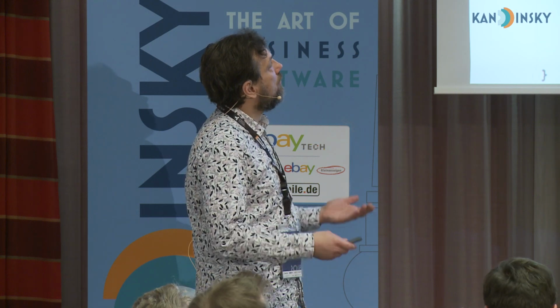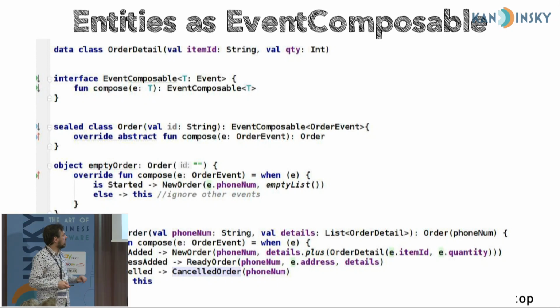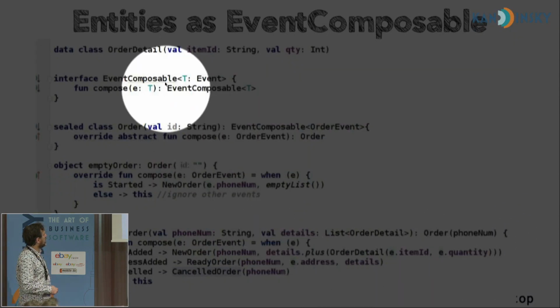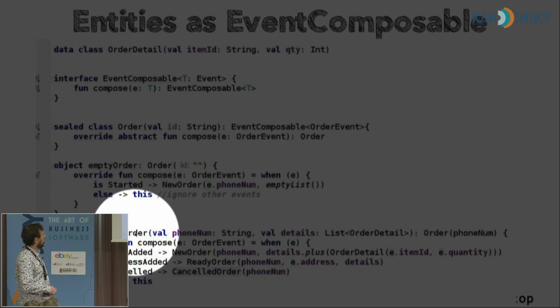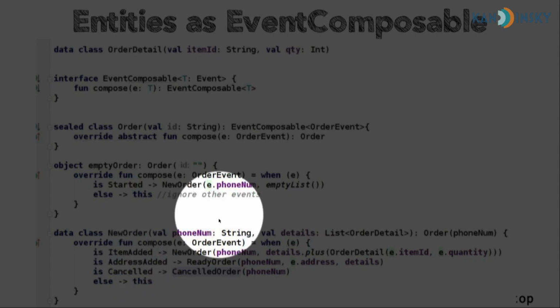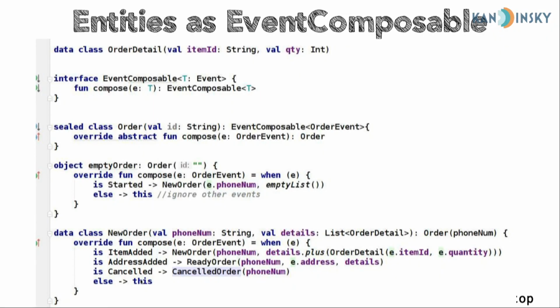And so your entities, basically, are just event composable. They needed to implement this function compose, which starts from a given state, like order, and then all the events that you can apply to order, item added, address added, or cancelled, and then you have a new state. Otherwise, you just ignore the events.